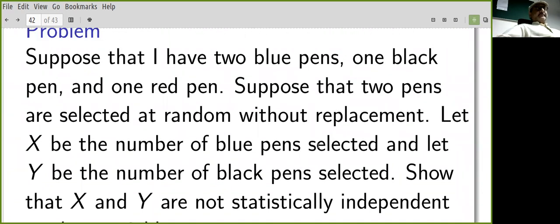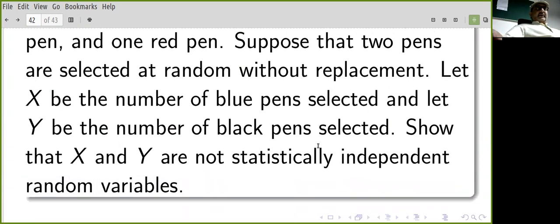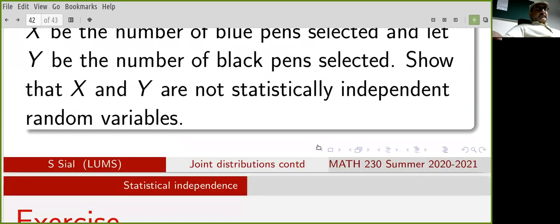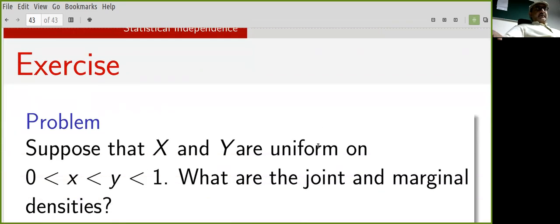So let me give you a problem. I have two blue pens, one black pen, one red pen. Two pens are selected at random without replacement. Let x be the number of blue pens selected. Let y be the number of black pens selected. I would like you to show that the random variables x and y are not statistically independent. So you should do that as a problem.